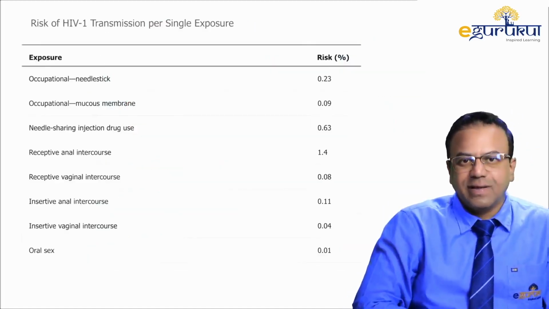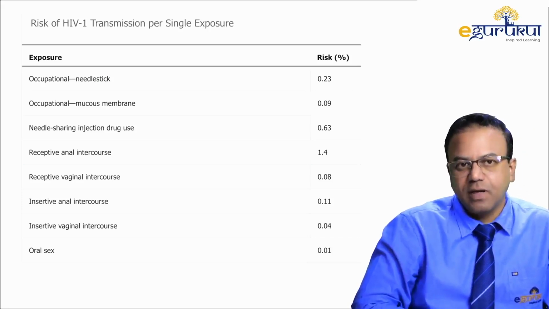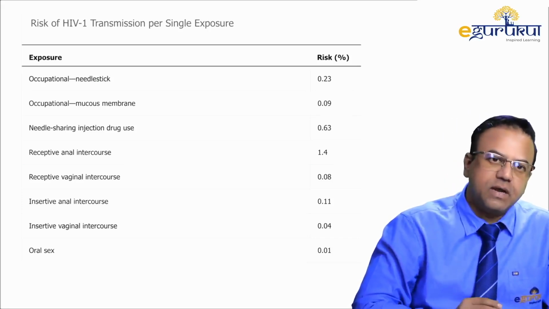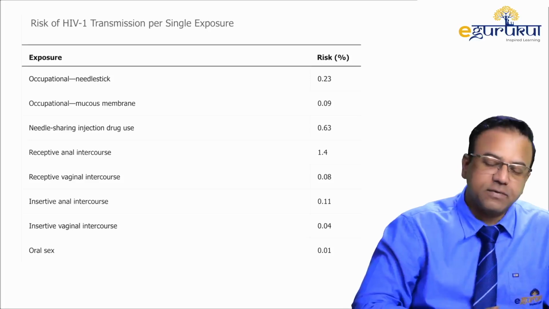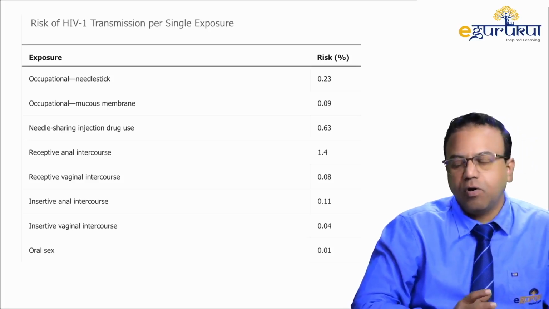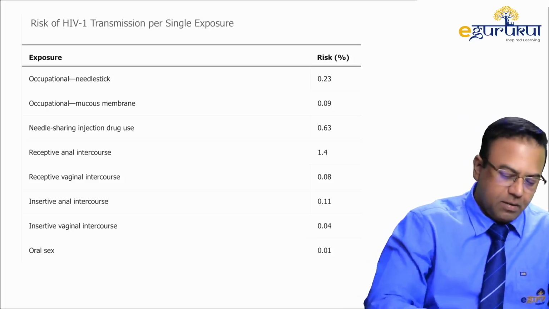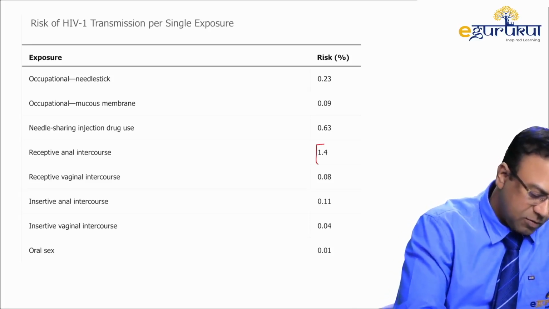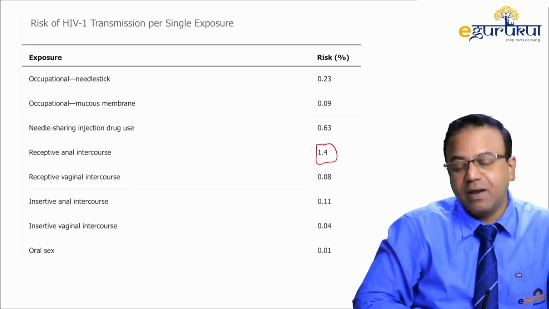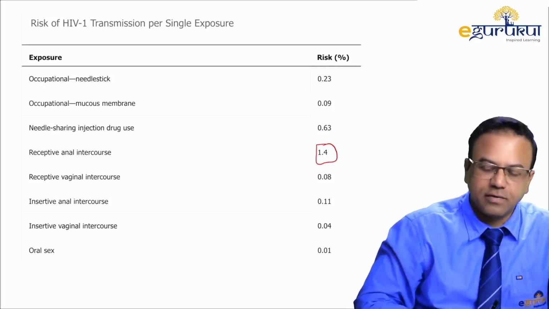Although if you look at the risk of transmission per single exposure, a transfused blood which is HIV positive obviously has the highest risk. But now we have such good labs, and blood transfusion is given in a very standardized way via blood banks. So generally the risk is almost negligible now because of all the testing that we do before transfusing blood. But among the remaining parameters, you'll see that the highest risk seems to be coming from receptive anal intercourse. Not the insertive, the receptive anal intercourse has the highest risk.